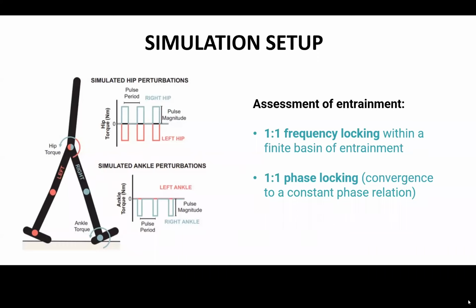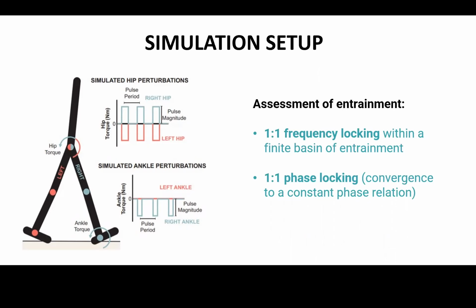This slide shows our simulation setup. For hip perturbation simulations, we applied hip torque pulses bilaterally. At the left hip joint, it was applied in the extension direction, but for the right hip joint, it was applied in the flexion direction. In ankle perturbation simulations, it was applied only unilaterally in the plantar flexion direction.